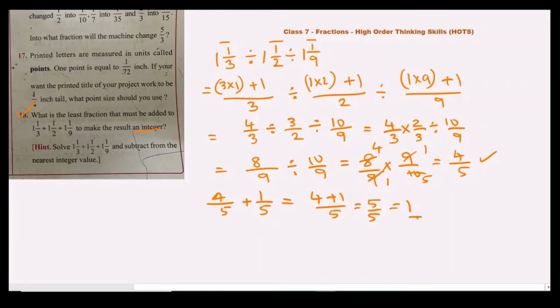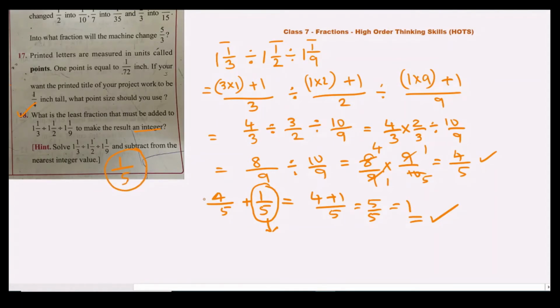Here 1 is an integer. So which fraction have I added so that the resultant becomes an integer? That is 1 by 5 I have added, so that the resultant becomes 1 by 1, that is an integer. So the answer for this is 1 by 5. Why I have added 1 by 5 is most important.